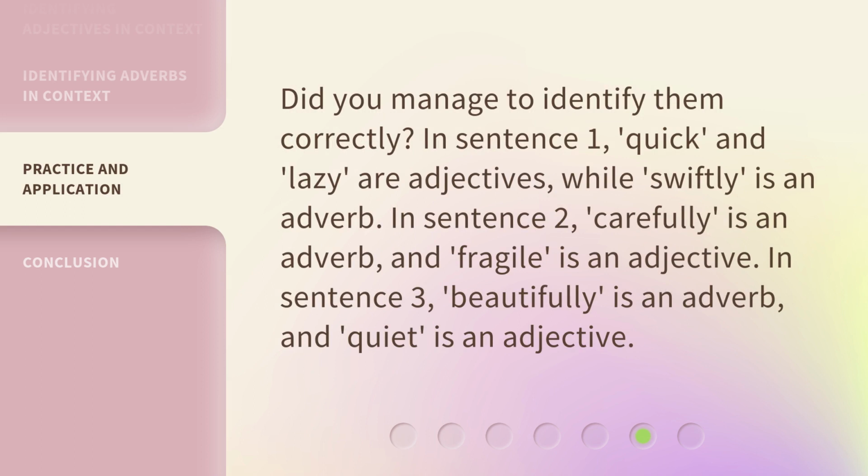Did you manage to identify them correctly? In sentence 1, quick and lazy are adjectives, while swiftly is an adverb. In sentence 2, carefully is an adverb, and fragile is an adjective. In sentence 3, beautifully is an adverb, and quiet is an adjective.